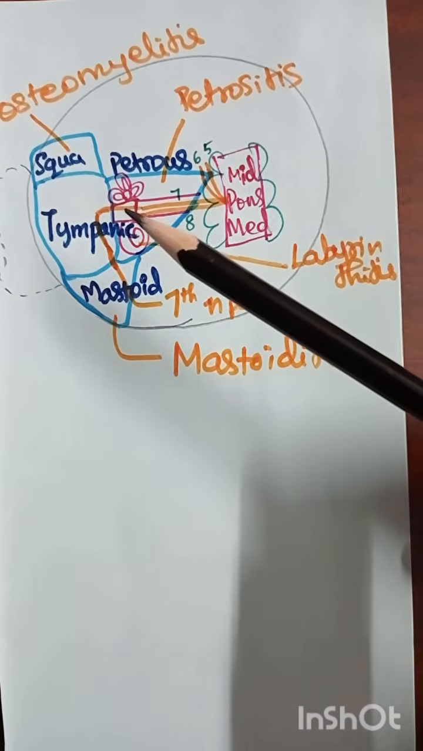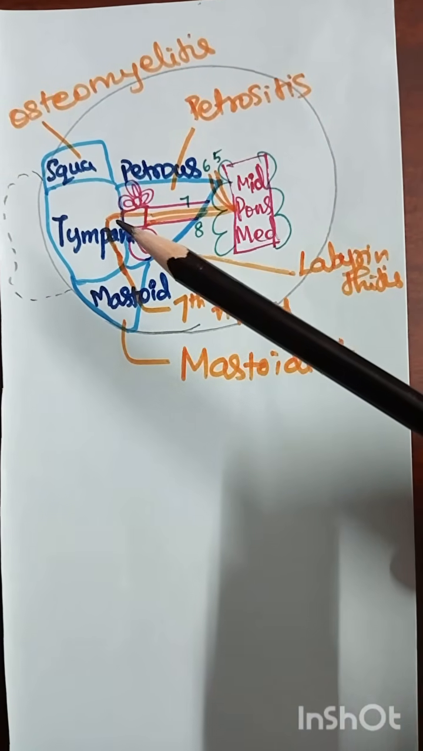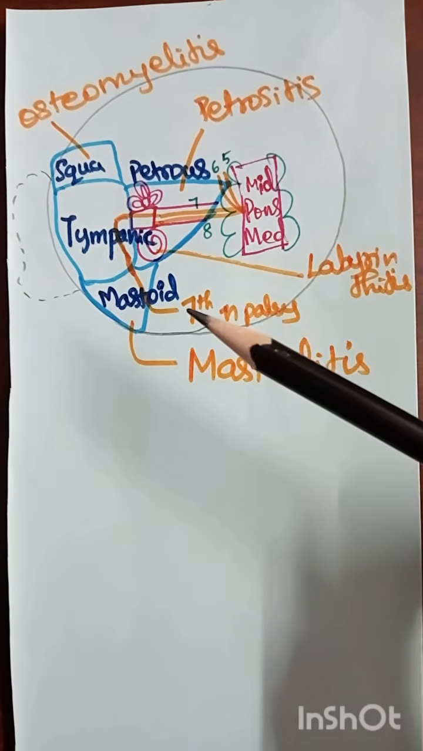And we see this seventh nerve is traveling all along the inner ear, middle ear, and mastoid, so we call it seventh nerve palsy.